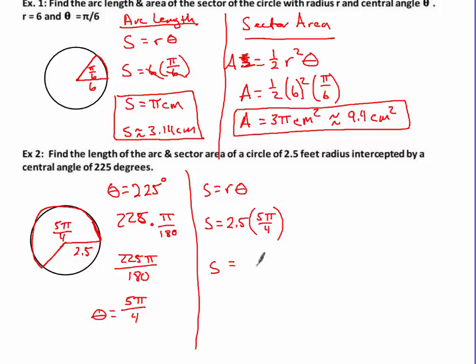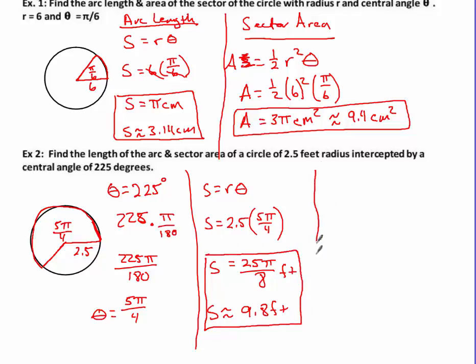So our arc length equals, you can use your calculator to figure this all out, 25 pi over 8, and that is also approximately 9.8 feet. So this is 25 pi over 8 feet and 9.8 feet. So either one is the correct answer.